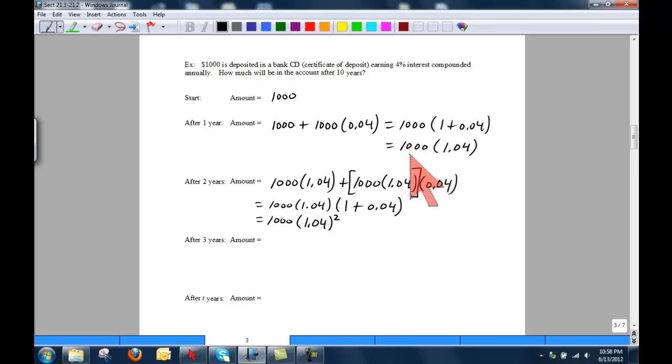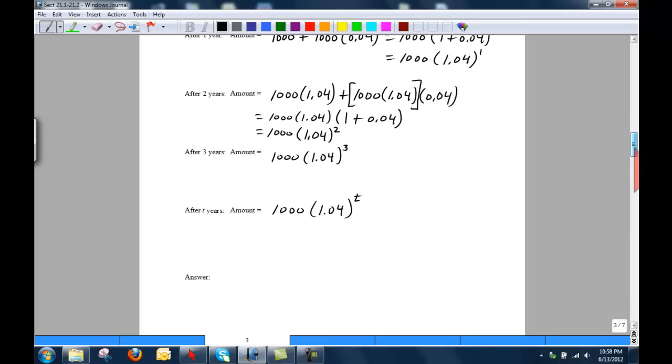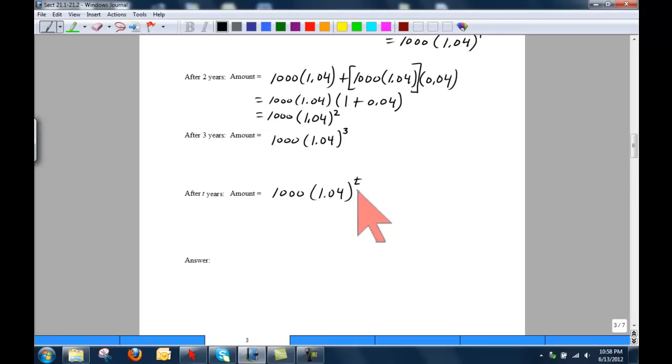Now can you see a pattern? After 1 year, 1,000 times 1.04 to the first power. After the second year, 1,000 times 1.04 to the second power. After 3 years, 1,000 times 1.04 cubed, or to the third power. And as a formula, after t years, 1,000 times 1.04 to the t. And now again, t can be 3, it can be 7, it can be 15, however many years I'm investing in this CD. Plug that value in for t and crank out the number.